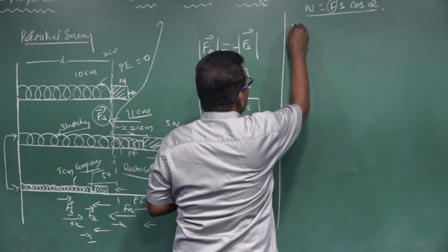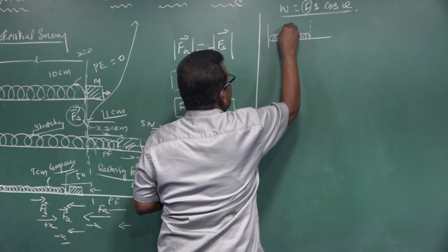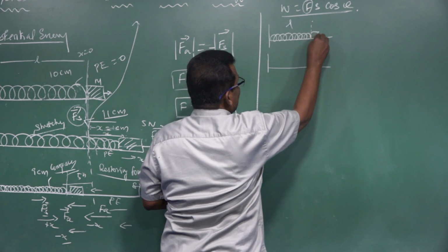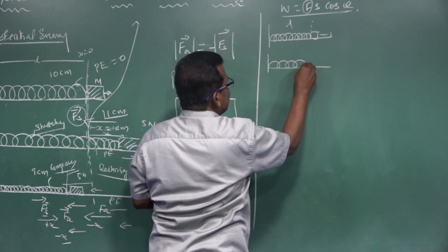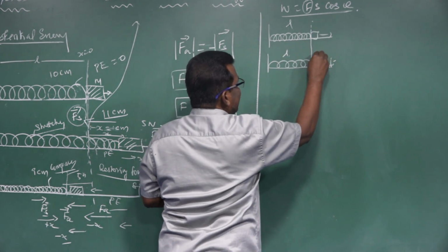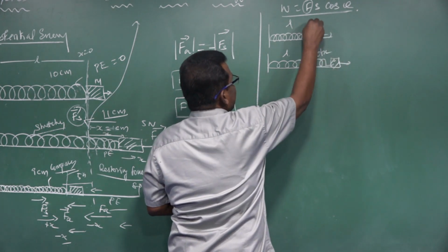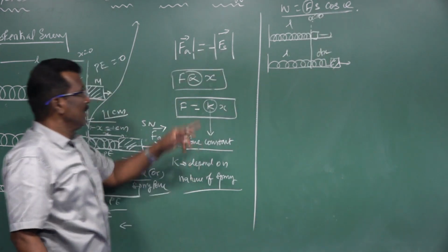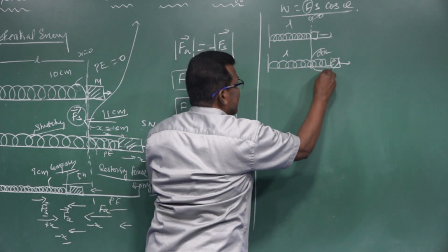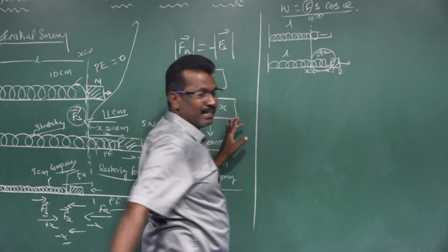Suppose this is a spring. It is at its natural length. I am applying a certain force on the body and the body changes. This is L, it is a dx distance. See, at natural length, x is equal to 0. Some force is applied on the body and it changes by a small distance from x equal to 0 to x equal to a certain value.